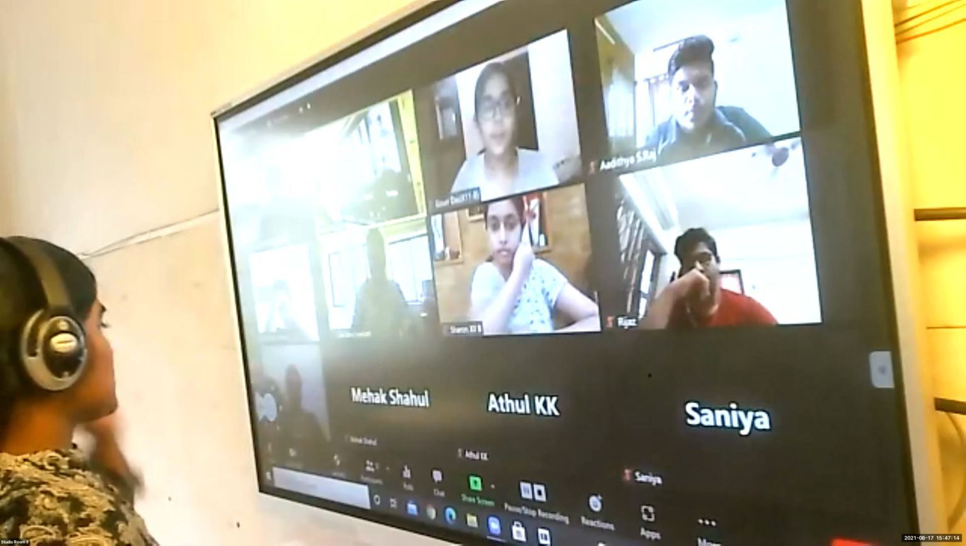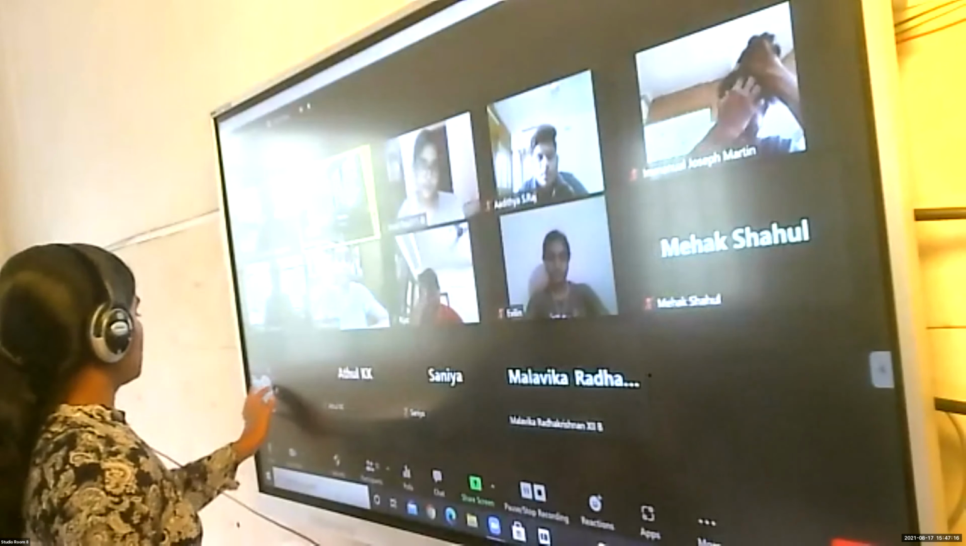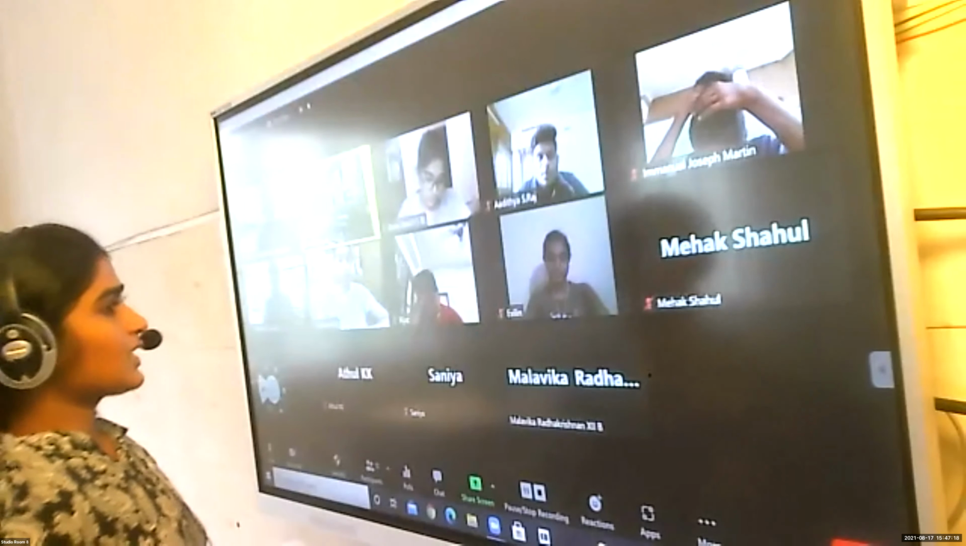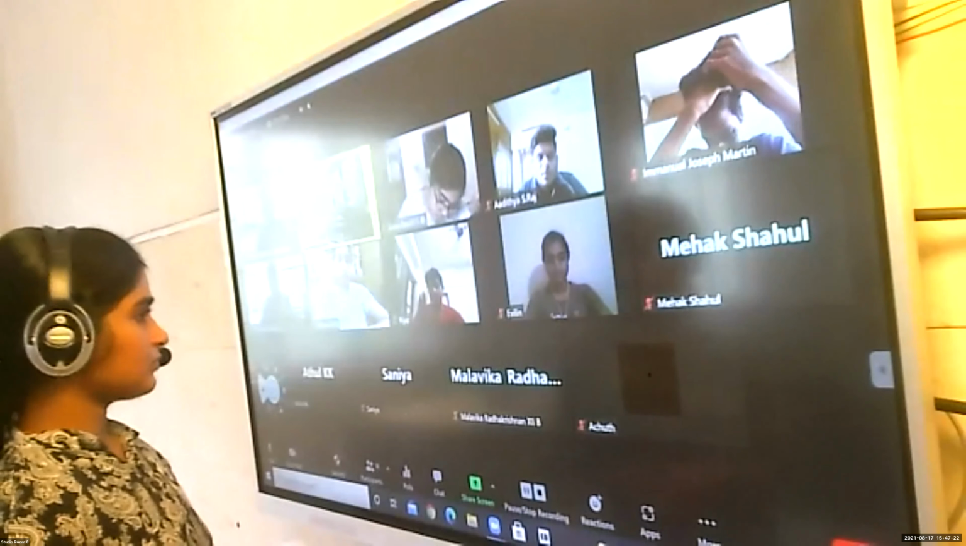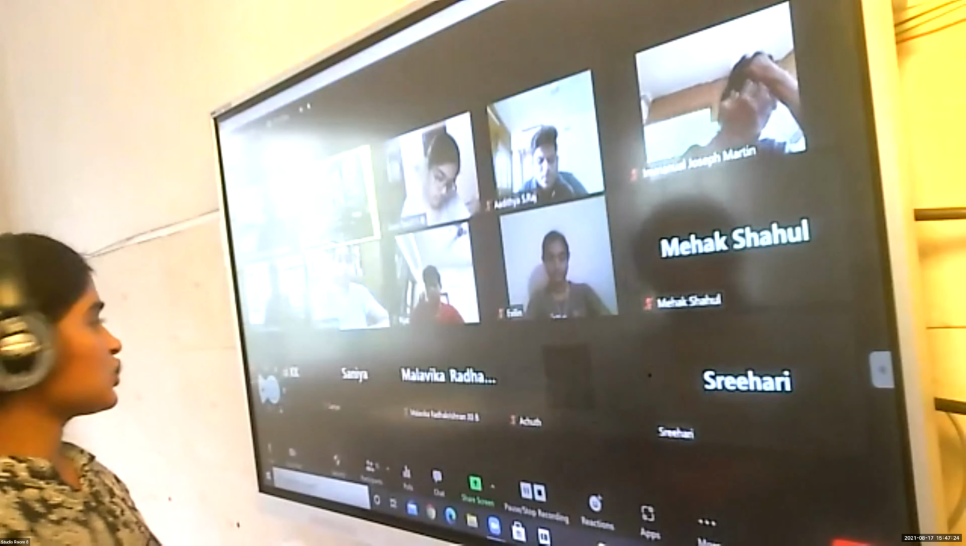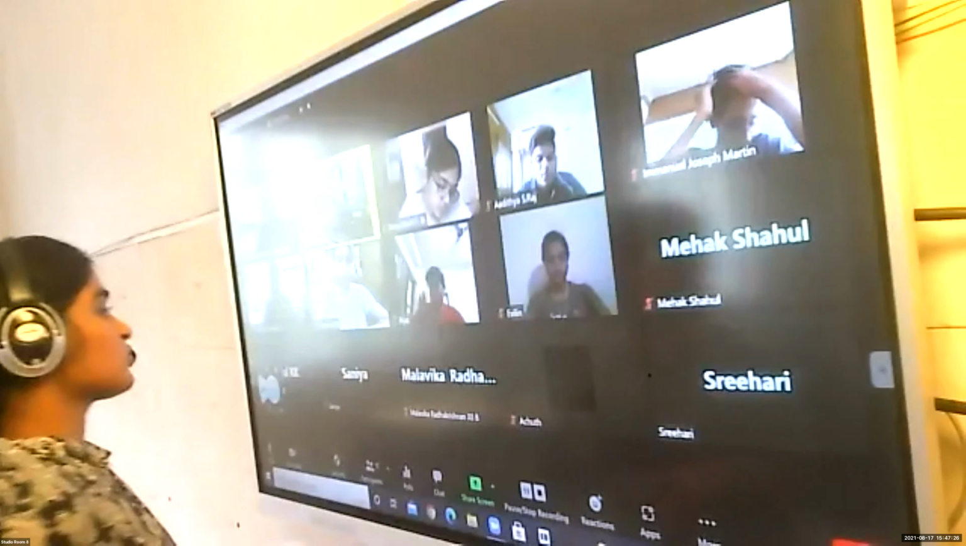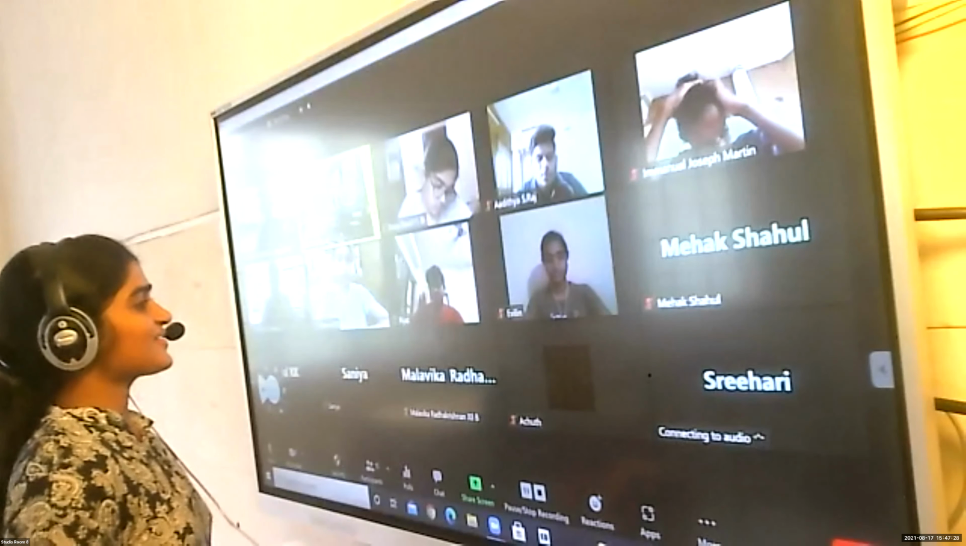In the last class, we had discussed the two types of mechanisms that come under nucleophilic substitution reaction, right? SN1 mechanism and SN2 mechanism. Rijas, can you tell me the features of SN2 mechanism?